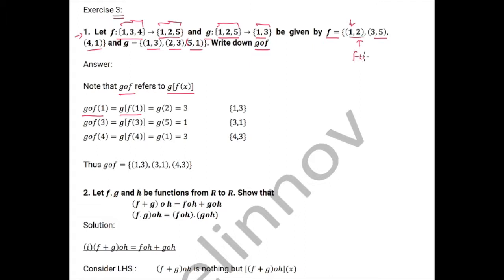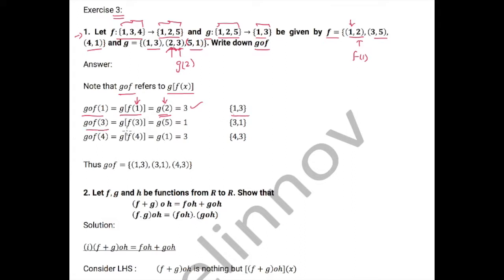So f of 1 refers to 2, and hence we have written 2 here for f of 1. And now g of 2. So look at the given subsets. In g, this is 2 and this is your g of 2, and hence we get 3. And one of the subsets in g o f is (1, 3).